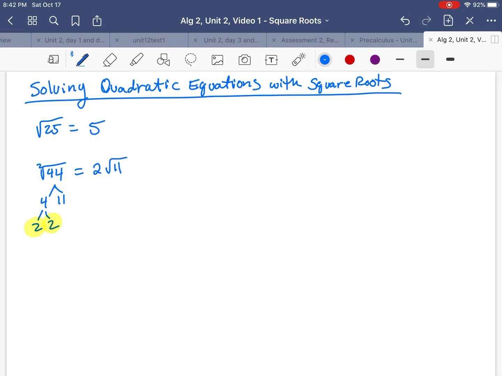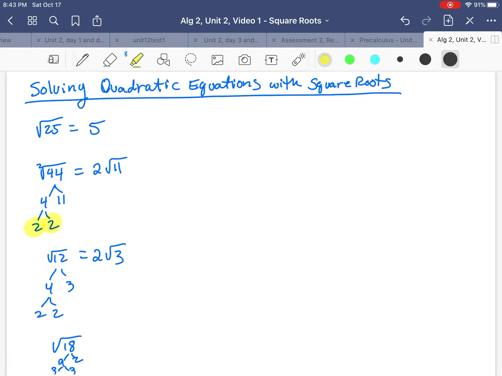All right, so let's try something like the square root of 12. So 12, I could do 4 times 3. 3 is prime, so I'll do 4 is 2 times 2. So again, you see I have a pair of 2s, so I have 2 radical 3. All right, so let's try another one, like the square root of 18. So 18 is 9 times 2, and I have 3 times 3, and I'm running out of space there. But anyway, you can see I have a pair of 3s this time. So I would write 3 radical 2.